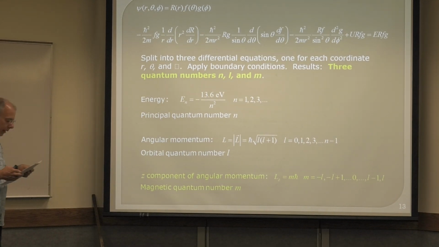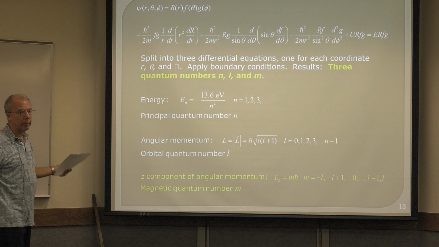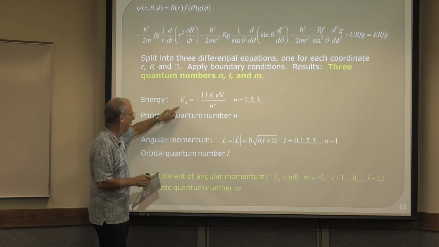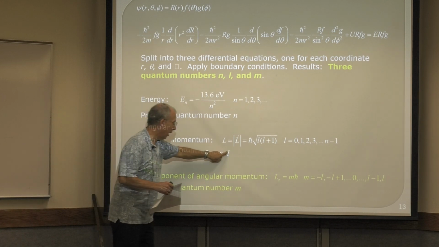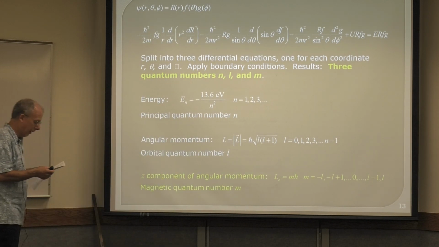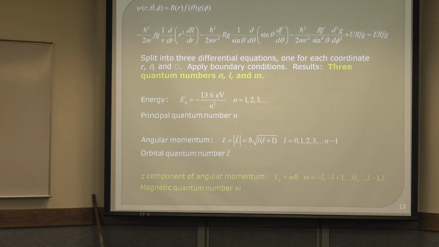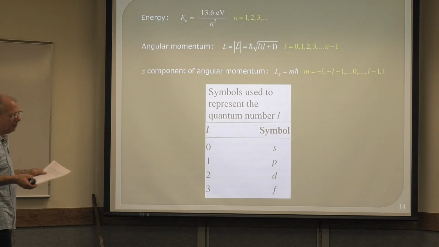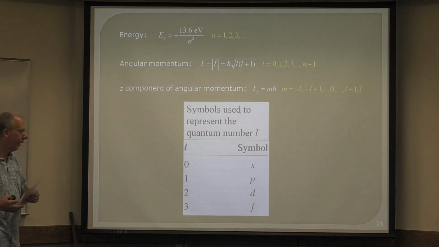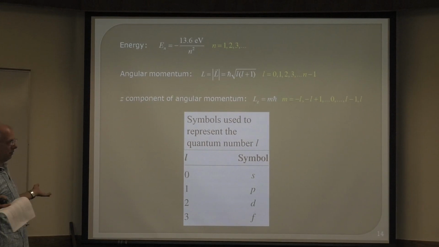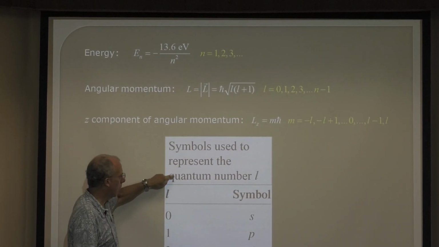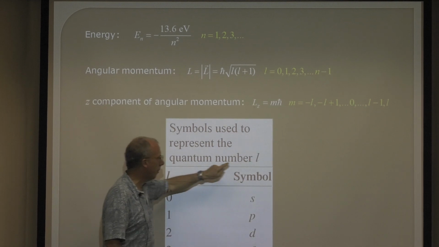Okay? Now, for every element except for hydrogen, the energy actually depends on n and L. Hydrogen only depends on n. Okay. So people came up with this notation, and this is like ancient, before they really knew quantum mechanics, but for whatever reason it's stuck. So symbols used to represent the quantum number L.